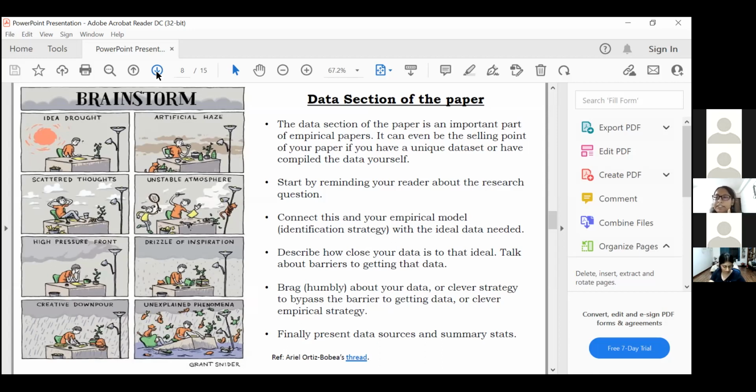Or you could have a clever empirical strategy, which overcomes the fact that you didn't get the ideal data. So connect it with the research question, connect it with what data you wish you had, okay? Because if you're writing empirical papers, we end up writing papers with the data we have. We can't write papers with the data we wish we had. The data set is often the part that constrains us. So talk about what your ideal data set would be and connect it to what you currently have, and make your reader envious of your data set. And then present the data sources and summary statistics, okay? All right.